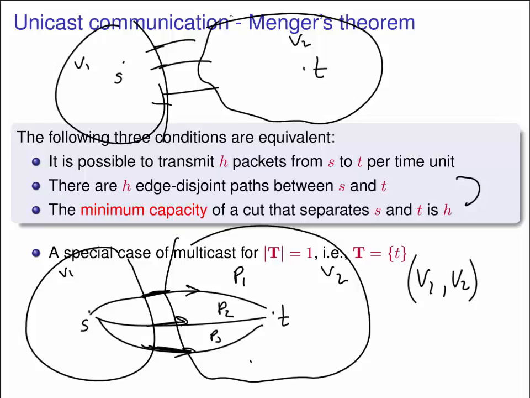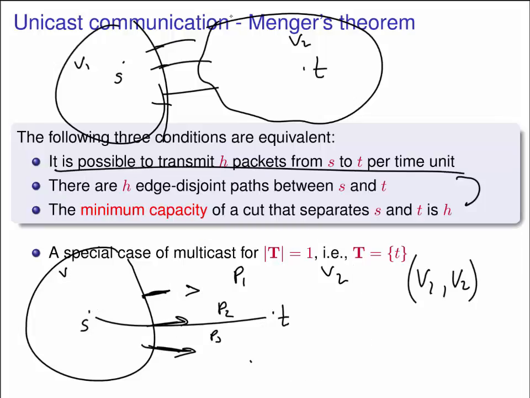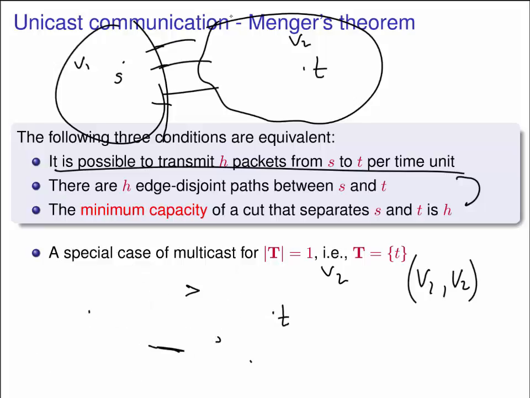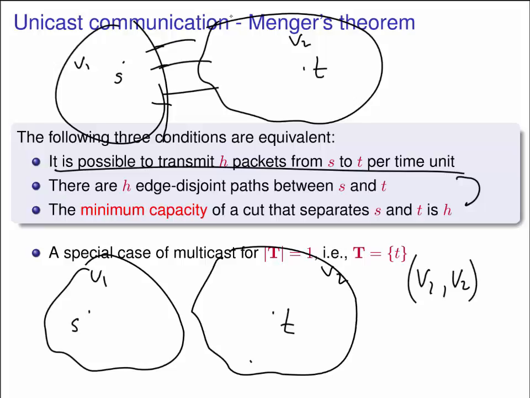Suppose it's possible to send information at rate H, then it's pretty easy to see that this requires a cut condition. Again, this is a very simple information theoretic argument. Suppose we have source S and destination T, and suppose there is a way to transmit H packets. Then for any cut that separates S and T, say cut V1, V2, where V1 contains S and V2 contains T, the fact that we can transmit H packets from S to T per time unit implies that the capacity of this cut is at least H. So there are at least H links that cross this cut.